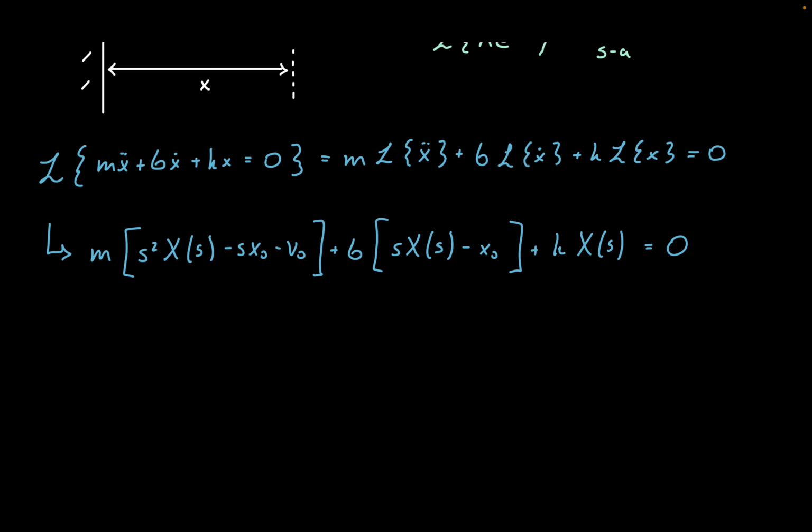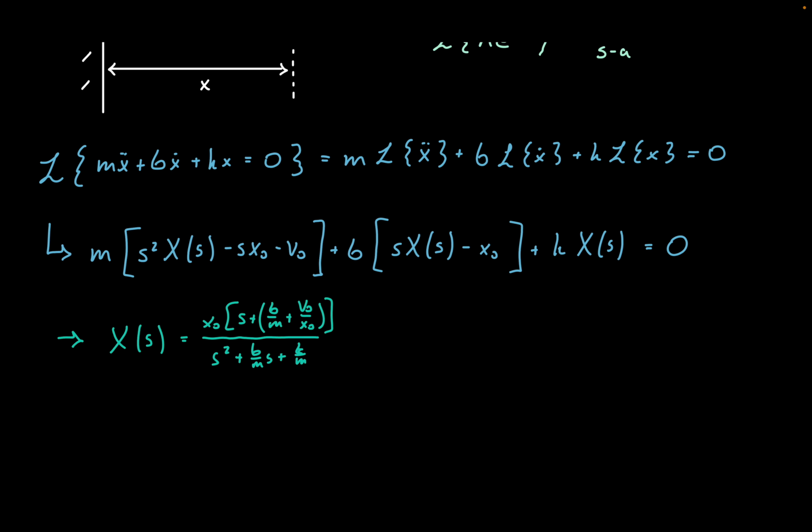Now the next step that we need to do is pull out our capital X of s and essentially isolate it from the rest of the equation. So after doing that, we get that capital X of s is going to be equal to x naught times s plus b divided by m plus v naught divided by x naught, all divided by s squared plus b divided by m times s plus k divided by m.